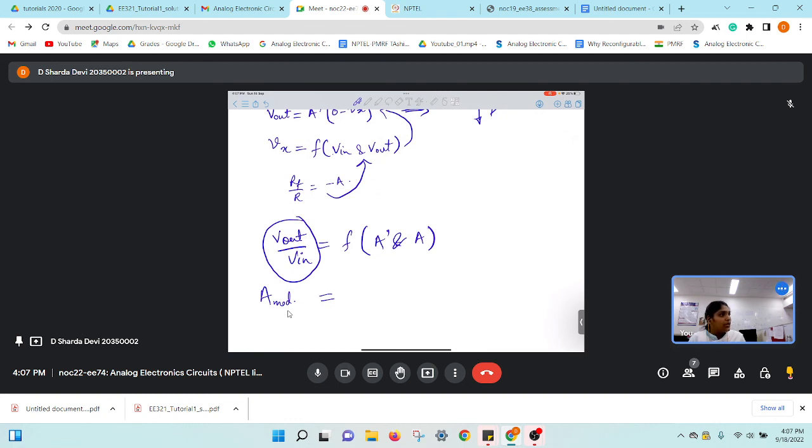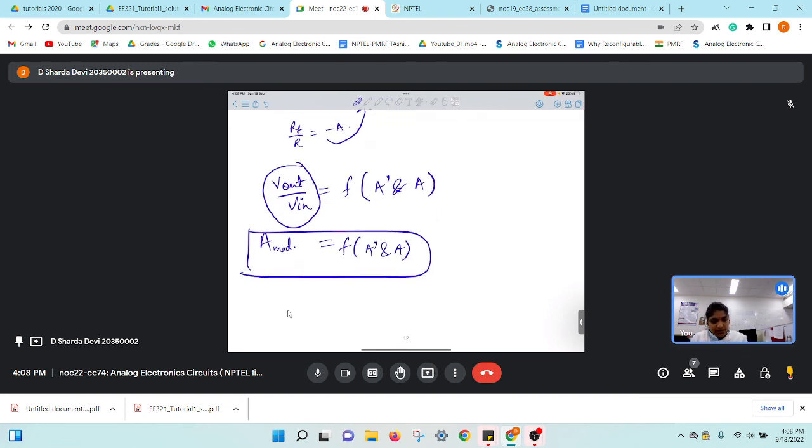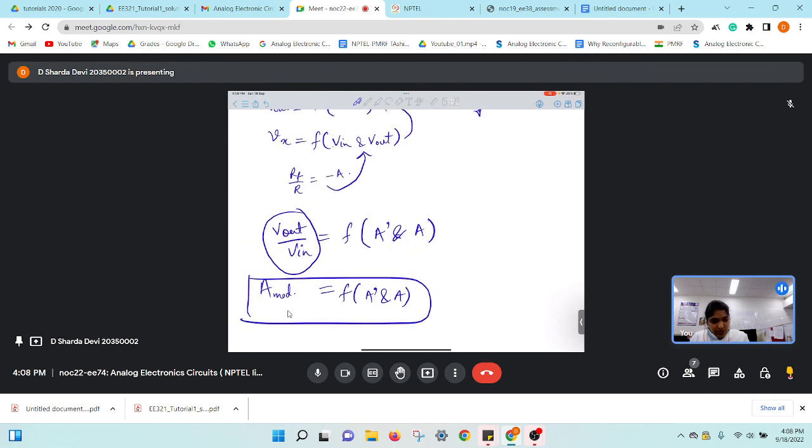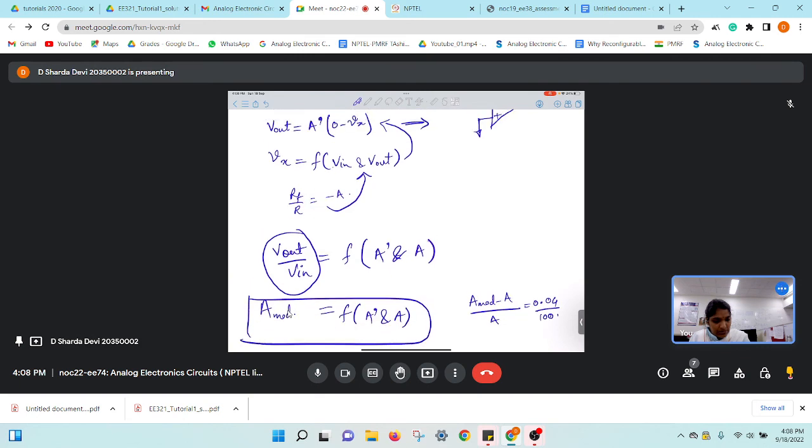and this expression will turn out to be somewhat like minus A by 1 plus A by A dash. You'll get some expression of this format. So basically A mod is a function of A dash and A. Once you get this function of A dash and A, it is given to you that the maximum of (A mod minus A) by A should be 0.04 by 100, right? This is given to you.